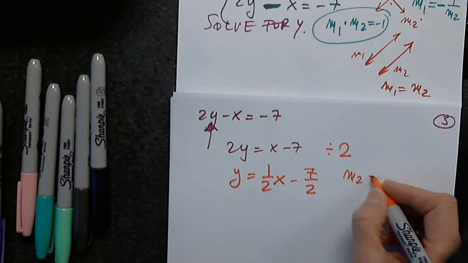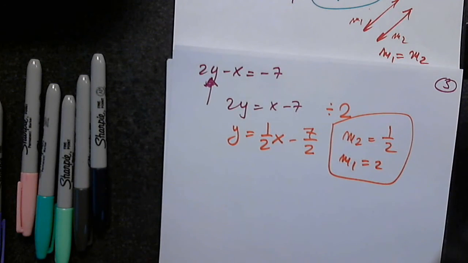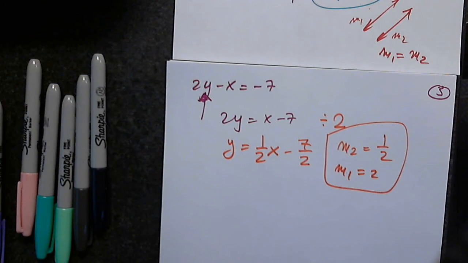So now, we have m1, which is 2. Can anyone give us m2? It's 1/2. Good. So I'm copying m1 here for everyone to see them together. What do we conclude about the two lines? The slopes are not the same, which means what about the lines?